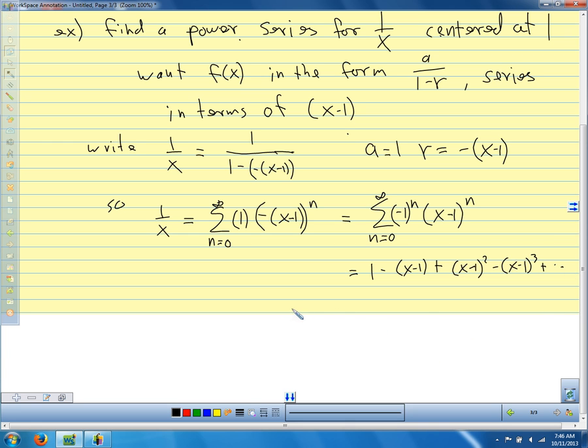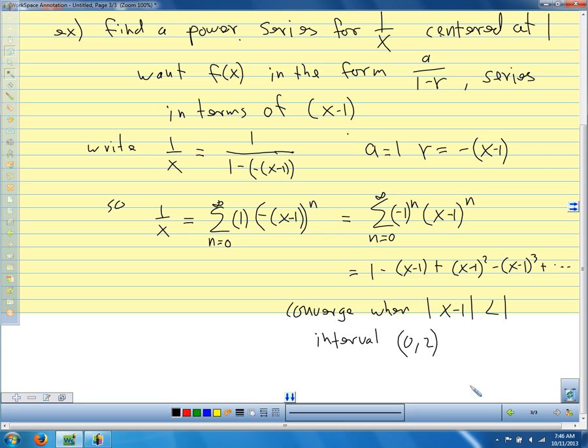And this series will converge when the absolute value of x minus 1 is less than 1. So our interval of convergence is going to be 0, 2. So we've manipulated this function into the form of the sum of a geometric series, and that allowed us to rewrite 1 over x as this power series.